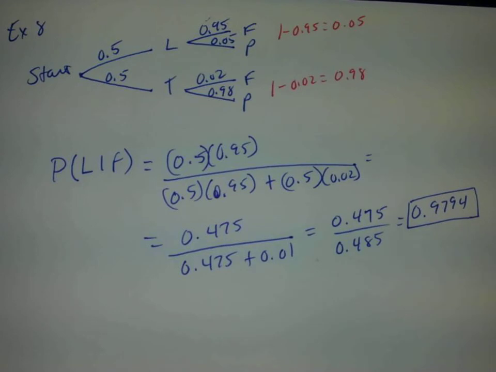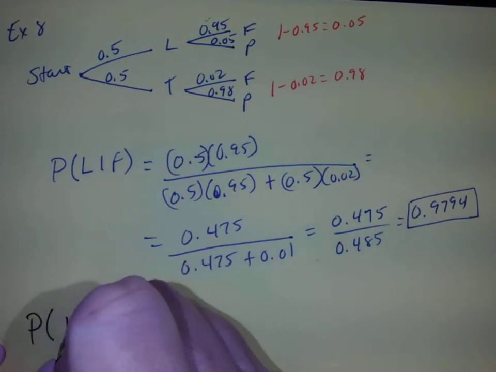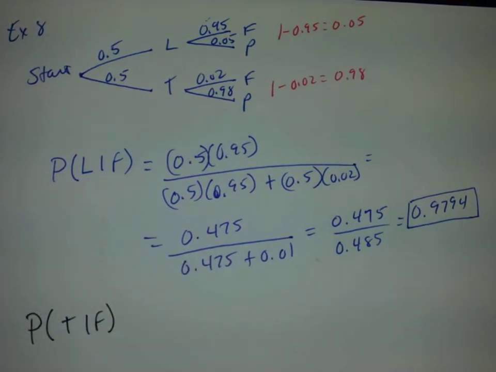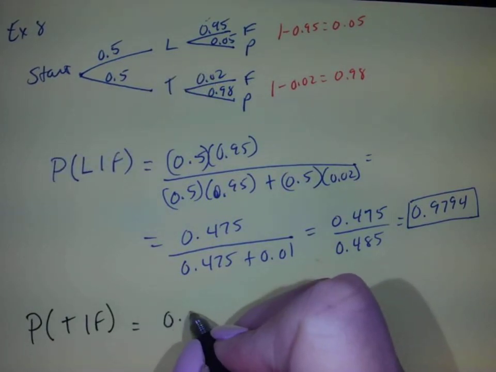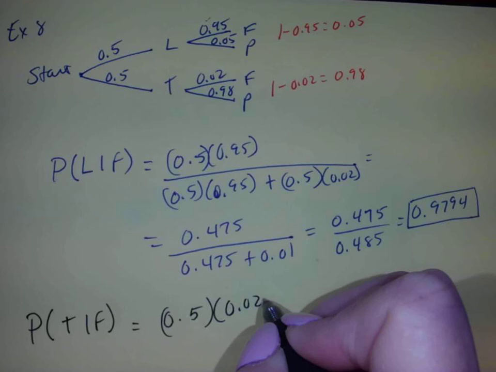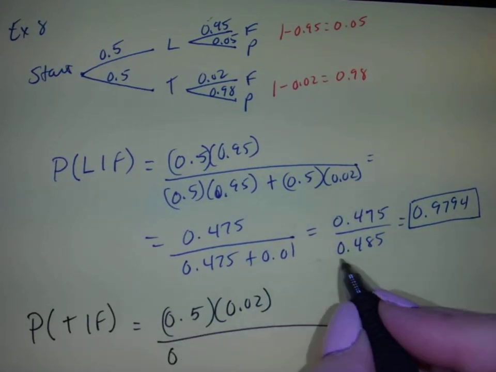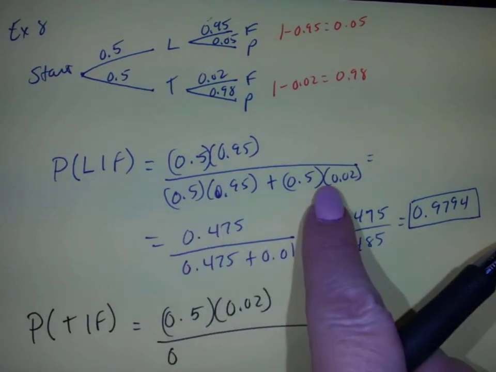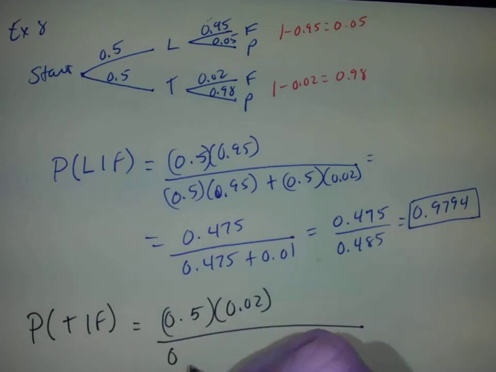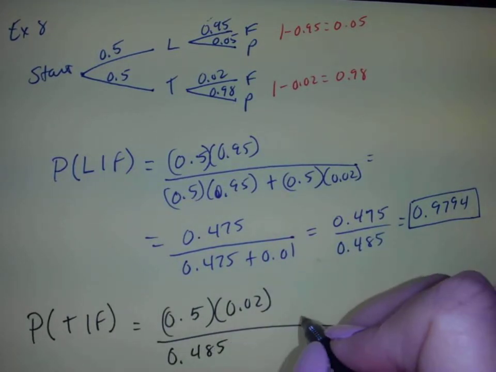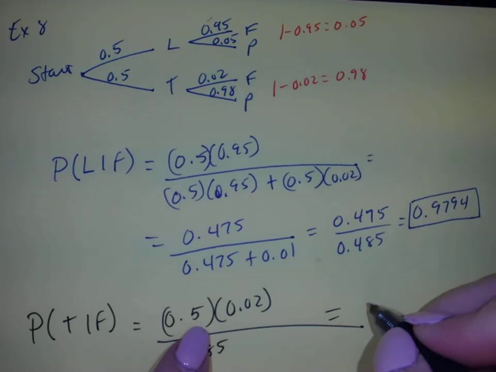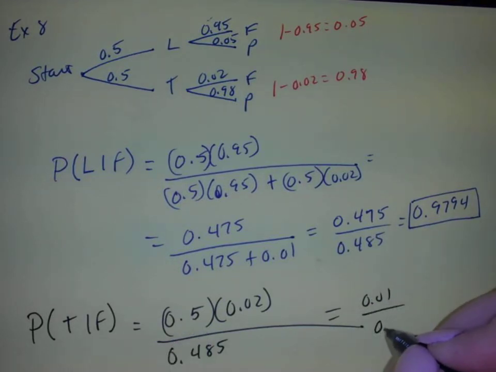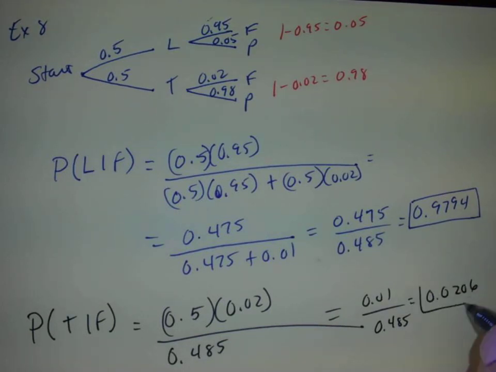All right, our next one will be the probability that you told the truth, given that you failed. So truth, given that you failed, is going to be 0.5 times 0.02 over, now it'll have the same denominator, right? Because we're going to have this part and then that part. So it's still going to be the same denominator, so we don't have to work all that out again. So on the top, we'll have 0.01 over 0.485, which will get us 0.0206.